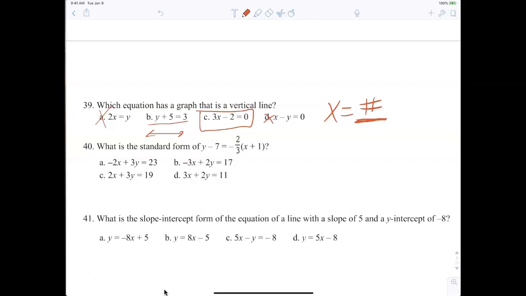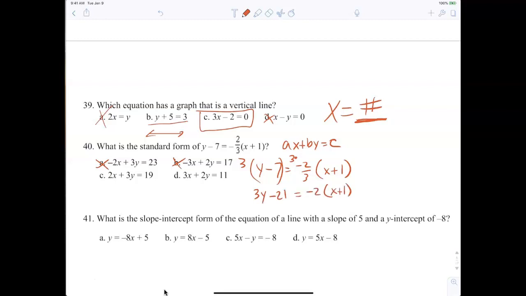All right, now remember, writing in standard form just means that A has to be positive. So right off the bat, you wouldn't select A or B. So in standard form, Ax plus By equals C. In this case, remember what I told you, you're not allowed to have fractions. So I think it's best to get rid of the fraction first. I'm going to multiply this side by 3, multiply this side by 3. So it becomes 3y minus 21 is equal to negative 2 times x plus 1.